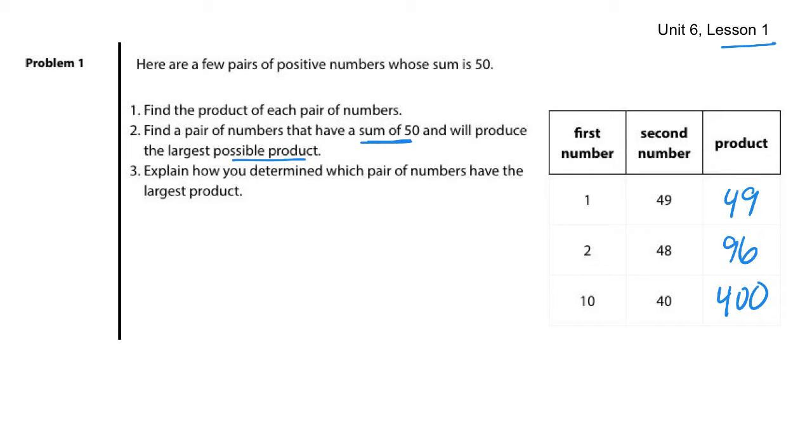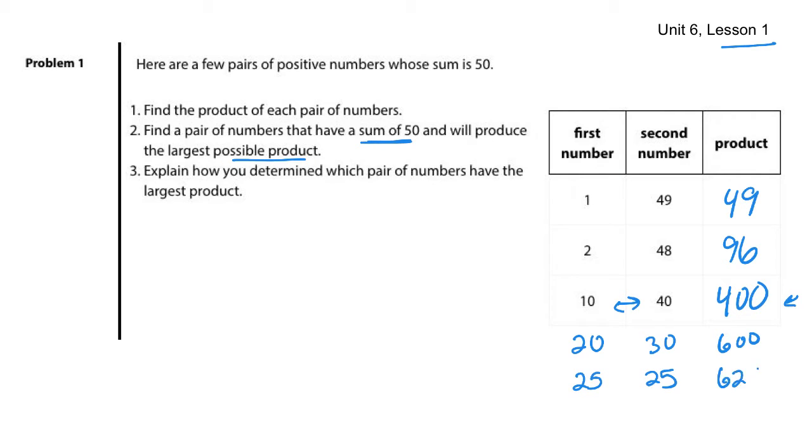Well, I noticed that right here, with these two numbers being a little bit closer to each other, I'm getting a much bigger product. So I'm going to try a few more. Maybe we'll do 20 and 30. Still have a sum of 50. Now I have a product of 600. So I'm going to keep getting closer together. I might as well just try it when they're the same.